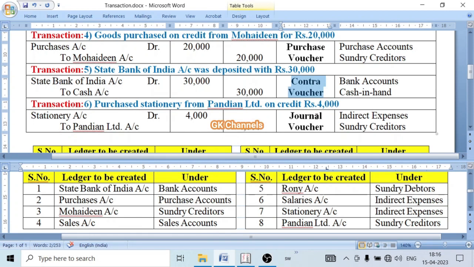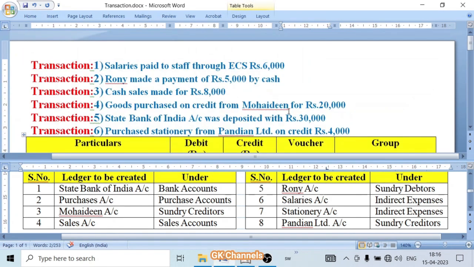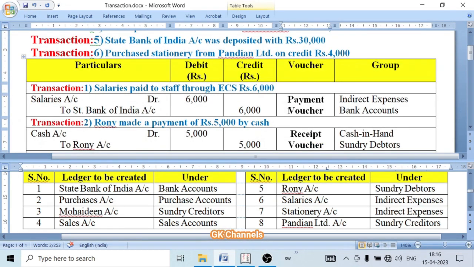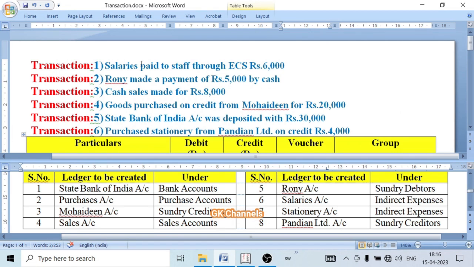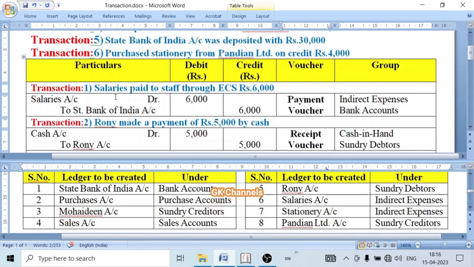So the last voucher is a journal voucher. This voucher is used whenever we are not able to put the entry in any other voucher. So this journal voucher entry won't have a cash or bank account ledger. You can see in the side, stationery account or Pandian account is there. So no cash account or bank account is involved in this journal voucher. So we are going to make these 6 voucher entries.